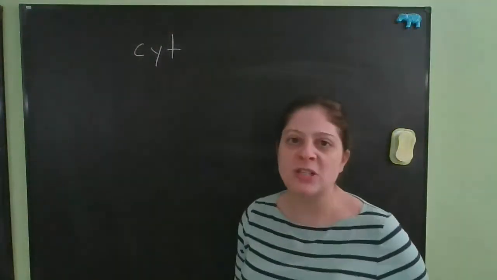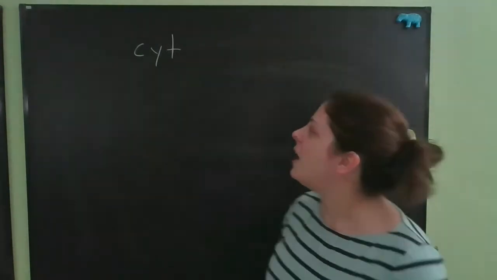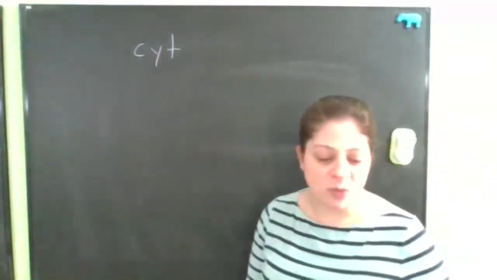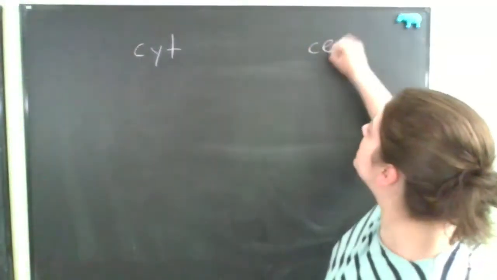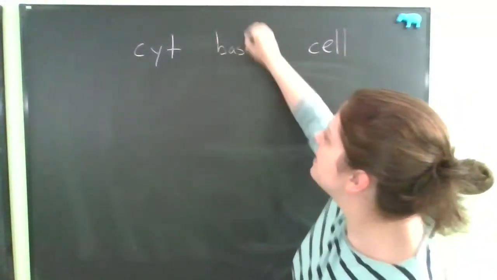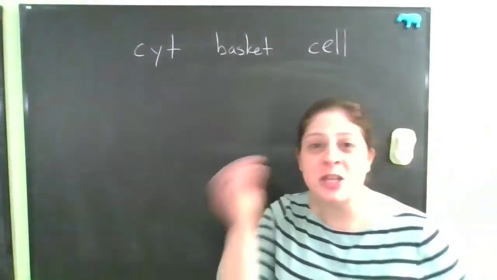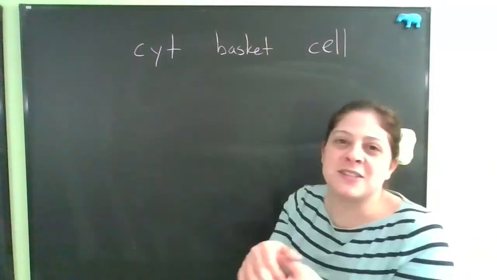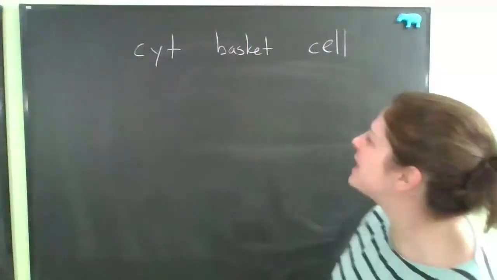One is CYT, C-Y-T. If you're in biology, you maybe know or have a sense of what this means already. Its meaning today is cell. But it actually comes from a Greek word which means basket. A cell in the human body is like a tiny little basket, right? Or a little receptacle, something like that.